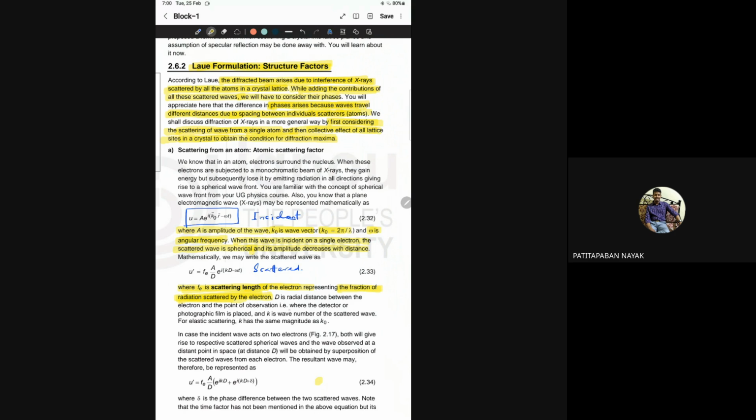Capital D is the radial distance between the electron and the point of observation, where the detector or the photographic film is placed. And k is the wave number of the scattered wave; instead of k naught, here it is k. For elastic scattering, k has the same magnitude as k0.